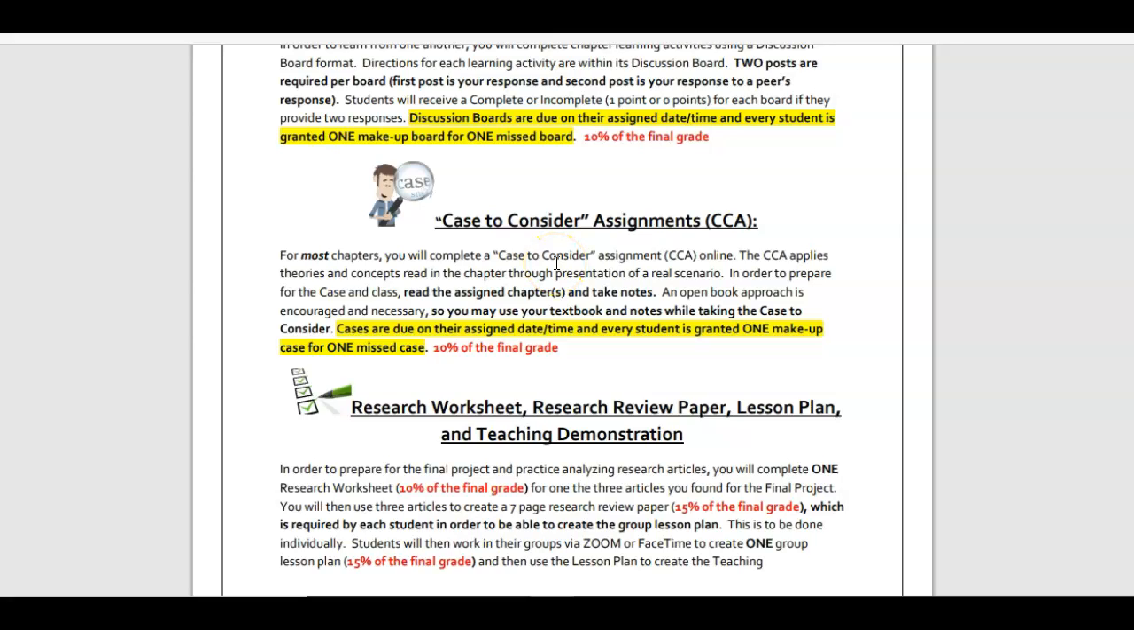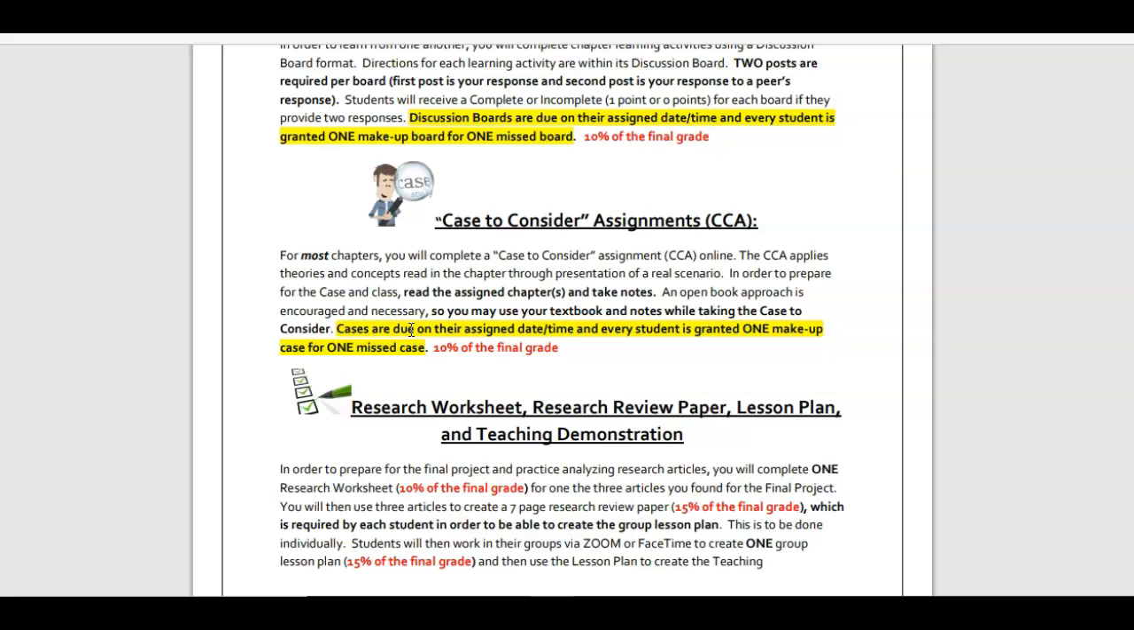And what you're going to do is read the chapter. You're going to take notes. You're going to look at the PowerPoint slides. You're going to listen to the narrated lessons. And then you're going to take the case. The case is open book, so you can have everything in front of you when you take it. Basically, the case will be in a paragraph, like a dilemma. And then there'll be several questions that you have to answer about that particular dilemma using what you've learned.